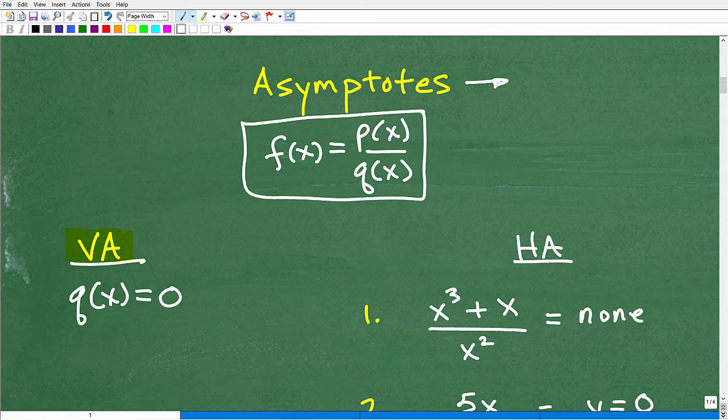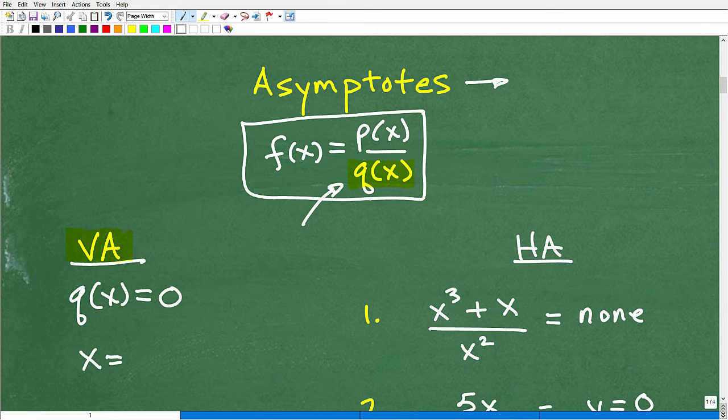So the vertical asymptotes are going to be the zeros of the denominator. So that's just fancy language to say whatever polynomial is down there in the denominator of our rational function, we're going to set equal to 0, and those x solutions are going to be our vertical asymptotes. I'm going to show you exactly what this looks like here in a second. But this is the main idea of finding our vertical asymptotes. It's the zeros of the denominator.